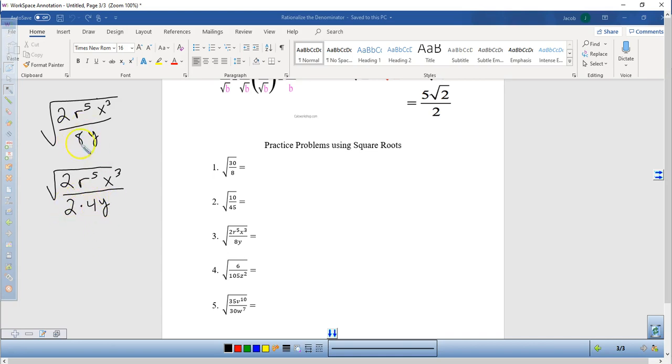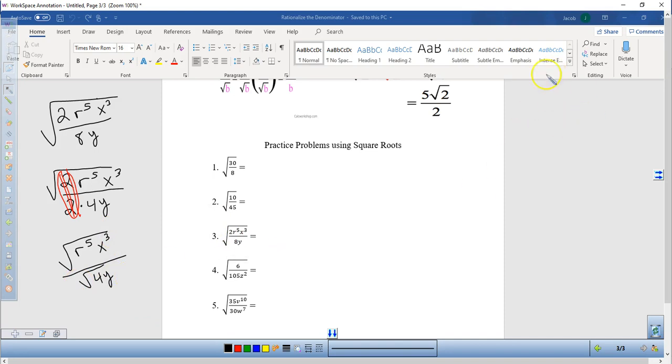Because 2 times 4y makes 8y. And we have the 2's that match, so we mark them off. So I have r to the 5th x cubed. And on the bottom, I've got square root of 4y.